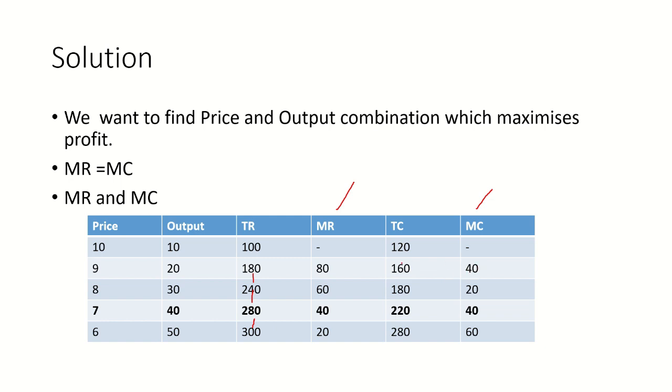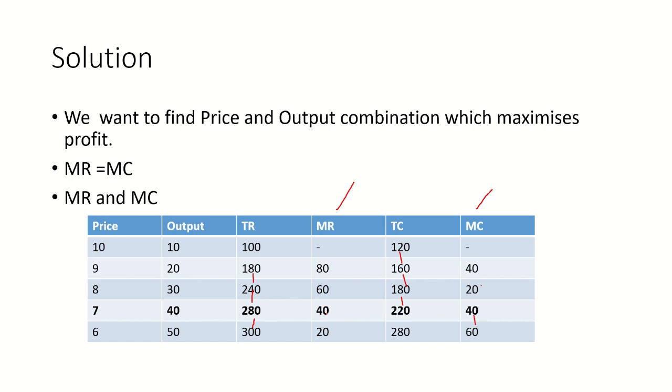Next we want to find out the MC. Here also 160 minus 120, that is 40, 180 minus 160, that is 20, and 220 minus 180, 40, and 280 minus 220, 60. Okay, so here we want to find out the price and output combination which maximize profit. The condition is that MR should be equal to MC.